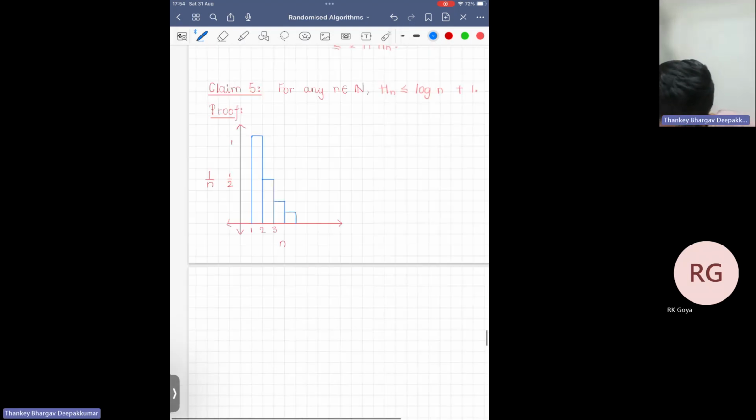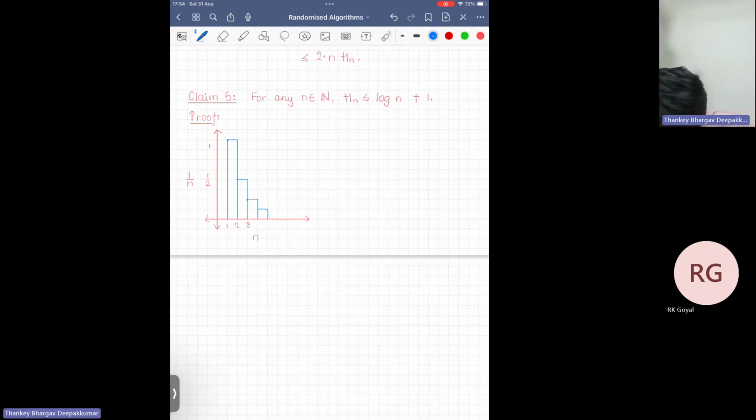So this was 1/2, this was 1/3, this was 1/4, right? So instead of drawing the bars on the left and now drawing them on the right, it will be clear why.